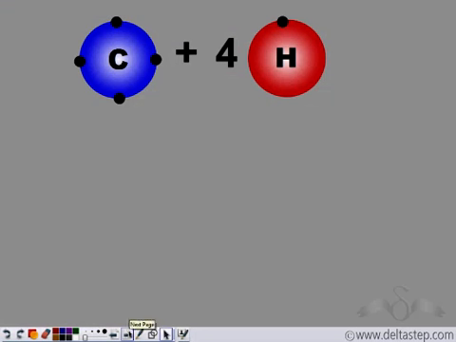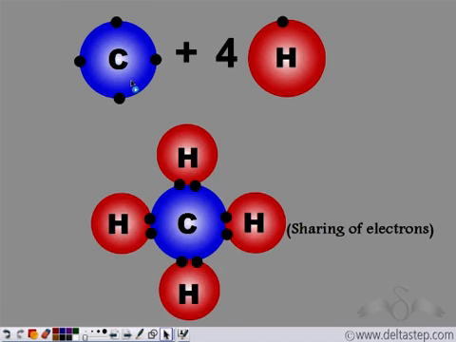But gaining or losing electrons is not always the case. For example, carbon. It has 4 electrons in the valence shell. Now to gain stability, it can either lose these 4 electrons or gain 4 electrons. But it's not easy to do that. So what it does is, it shares electrons with hydrogen. Each hydrogen atom has 1 valence electron. So when 4 hydrogen atoms come together, each hydrogen atom shares 1 electron with carbon.